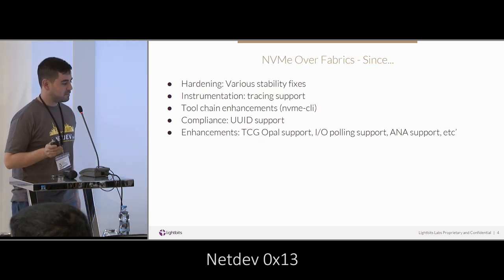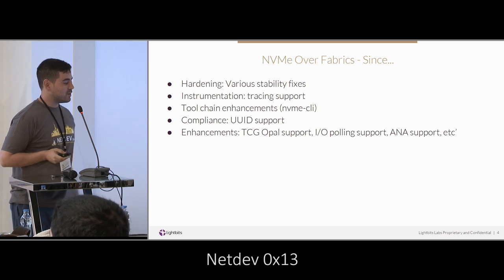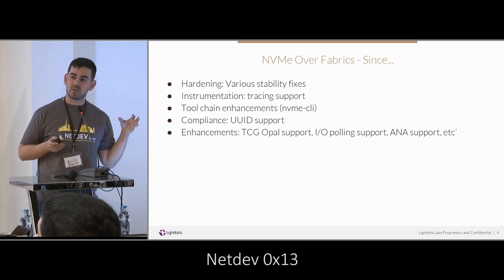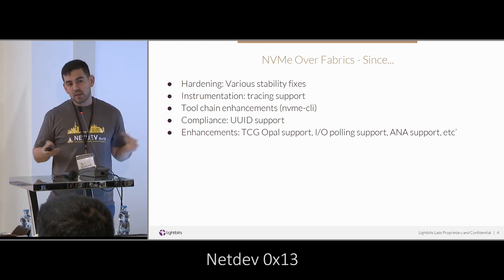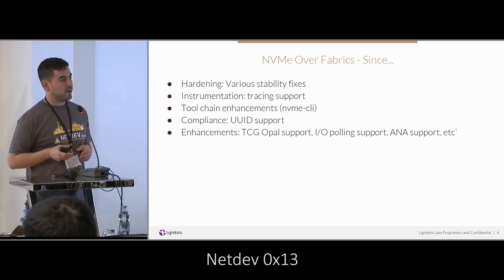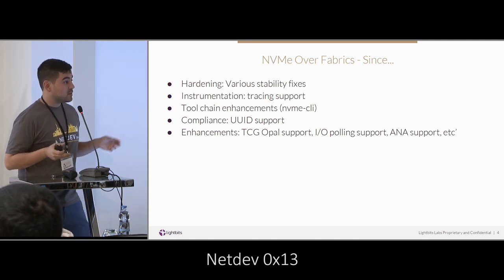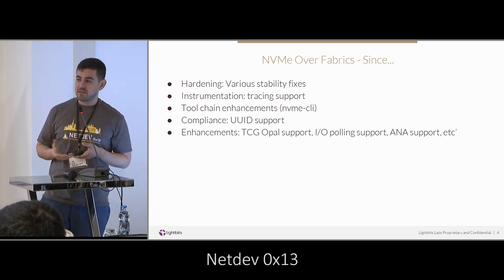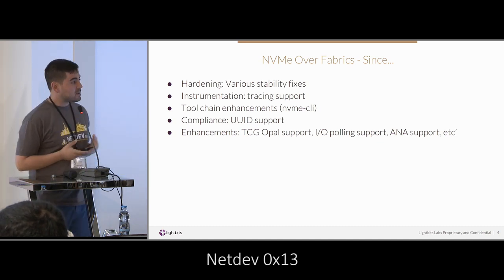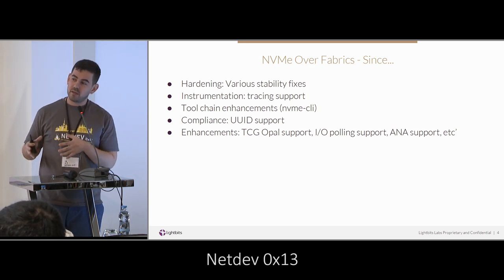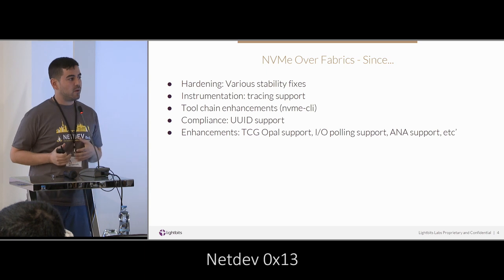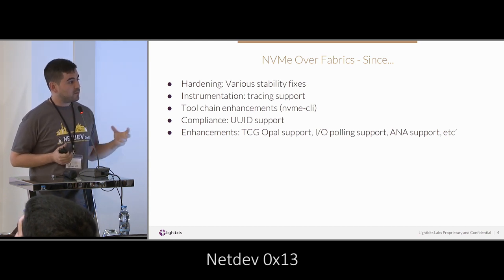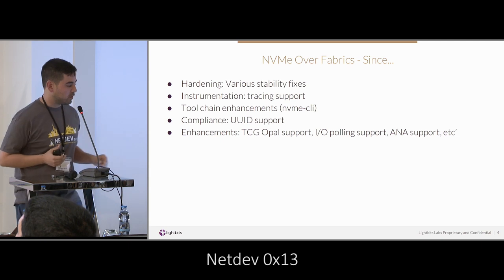Since then, we did multiple stability fixes. NVMe over fabrics was a new driver that was using mainly kernel generic APIs, but it has its own caveats, which we discovered later. We added instrumentation, because giving someone a driver to use without the proper tools to debug it is very hard if you want them to deploy it. We enhanced the toolchain. For NVMe, there is the NVMe CLI, which gives you many options to configure your controller with attributes that you are willing to use. We'll talk about it later.